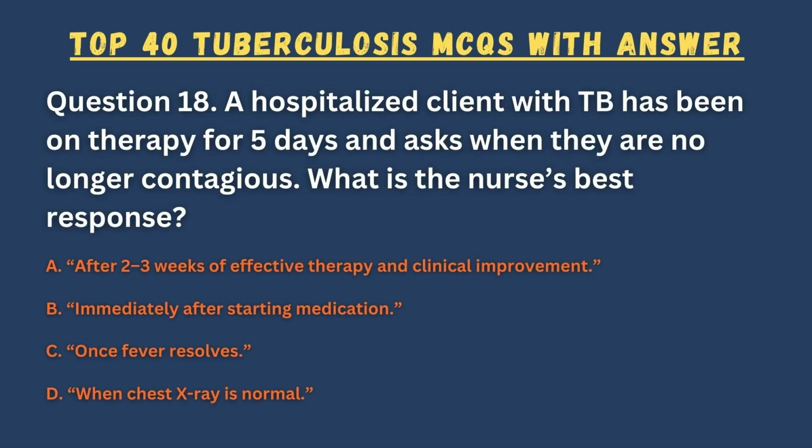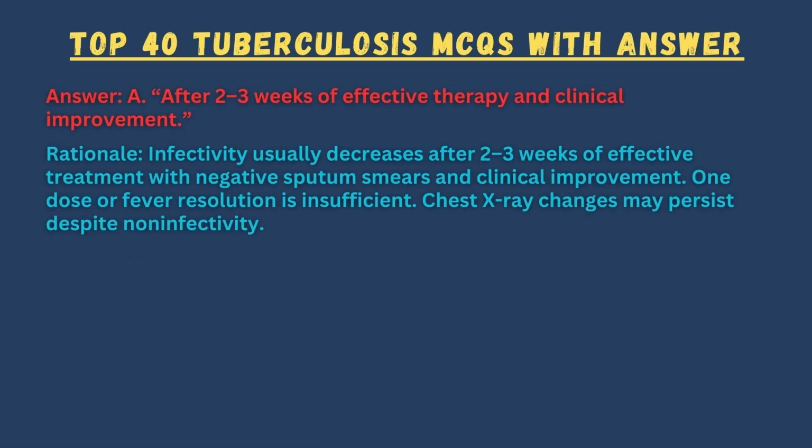Question 18. A hospitalized client with TB has been on therapy for 5 days and asks when they are no longer contagious. What is the nurse's best response? A. After 2 to 3 weeks of effective therapy and clinical improvement. B. Immediately after starting medication. C. Once fever resolves. D. When chest X-ray is normal. Answer: A. Rationale: infectivity usually decreases after 2 to 3 weeks of effective treatment with negative sputum smears and clinical improvement. One dose or fever resolution is insufficient. Chest X-ray changes may persist despite non-infectivity.